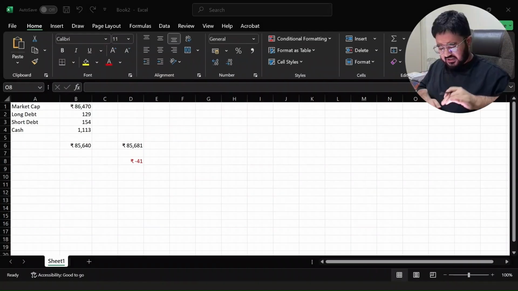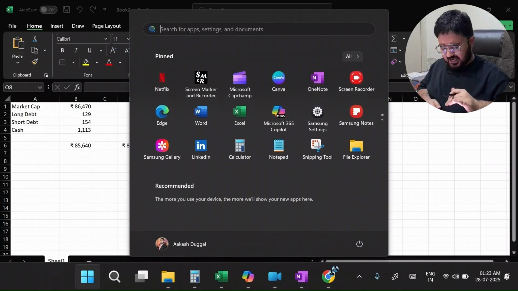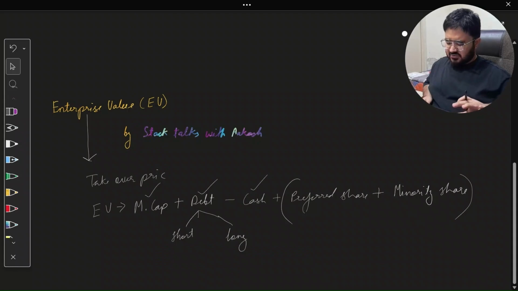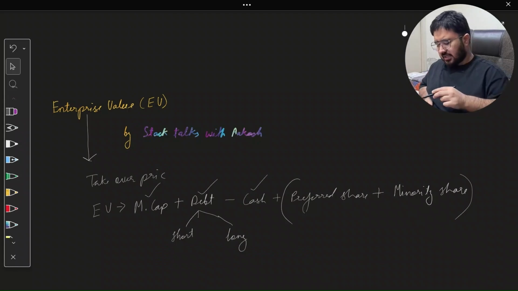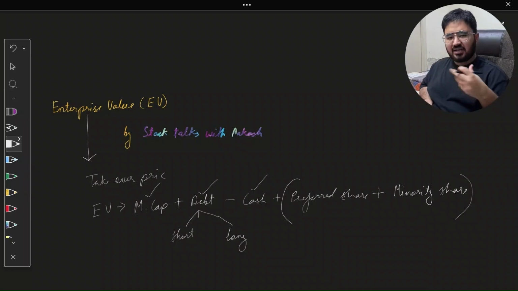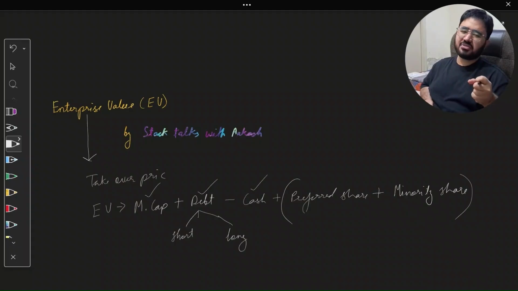Okay, so let's just quickly recap. Where were we? We were here. So enterprise value is calculated by market cap, adding the debt, and minus the cash. Why do we exclude the cash? Because it's an acquiring cost. The cash is what you are getting in hand, and it reduces your own cost of acquiring the company.